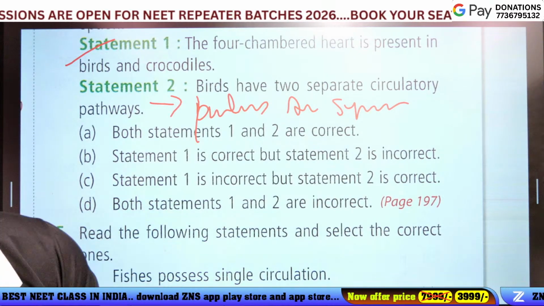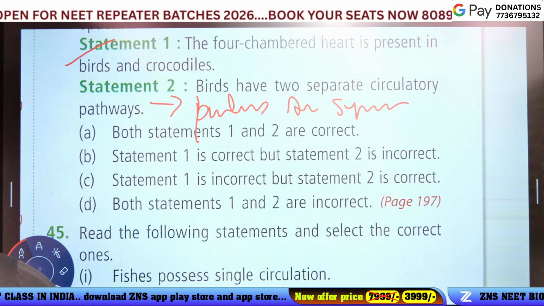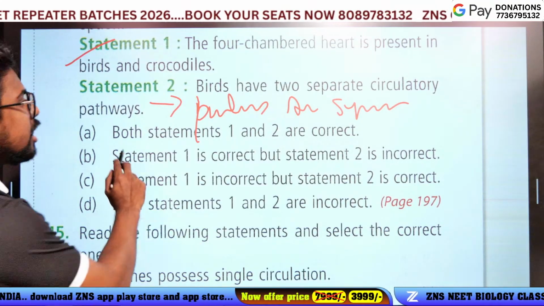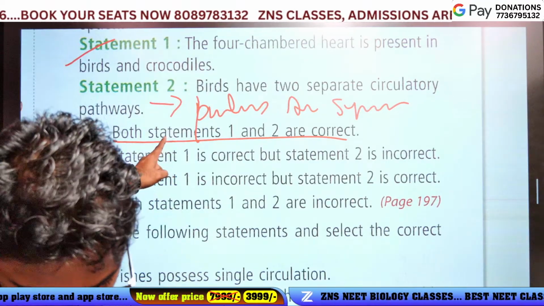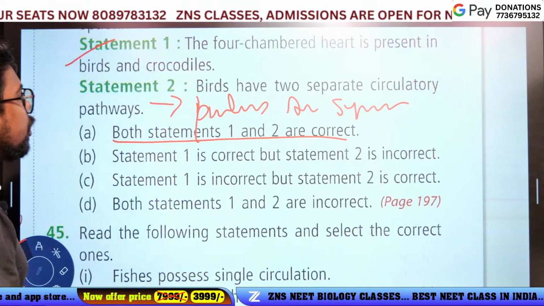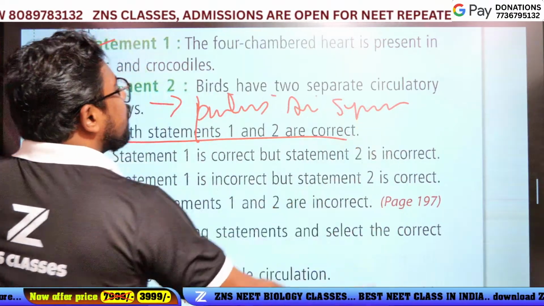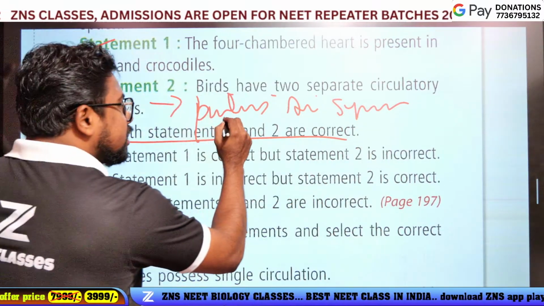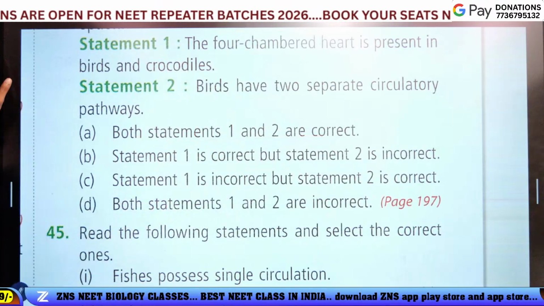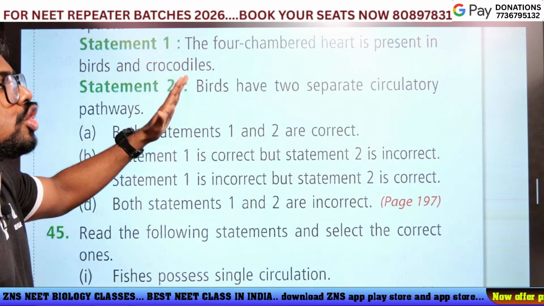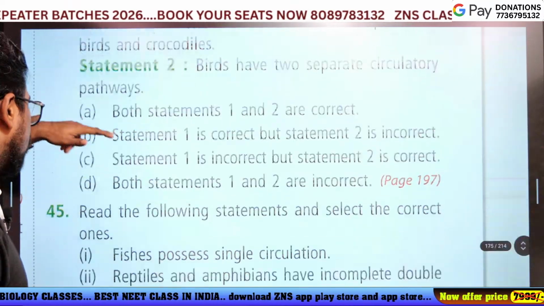Both statements 1 and 2 are correct. Okay, option A is the answer. Birds have two separate circulatory pathways, pulmonary circulation and systemic circulation. Both statements 1 and 2 are correct. Just a confusing question, statement 2. Don't worry. Next question.